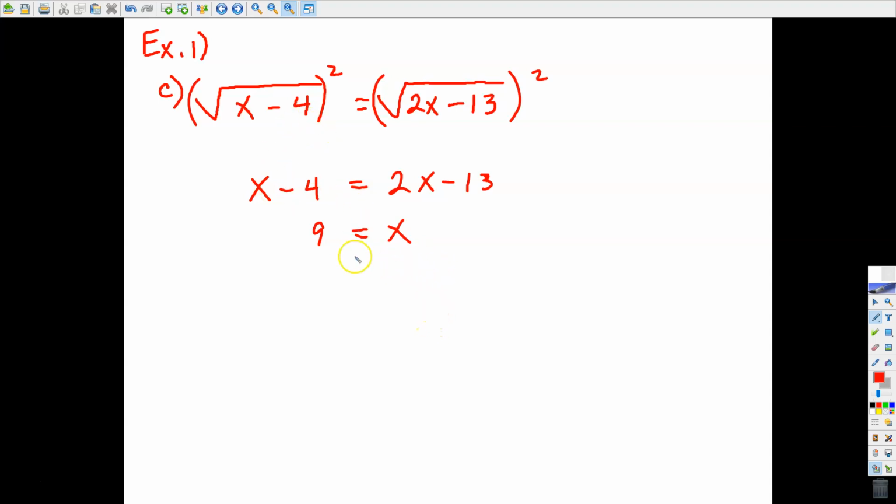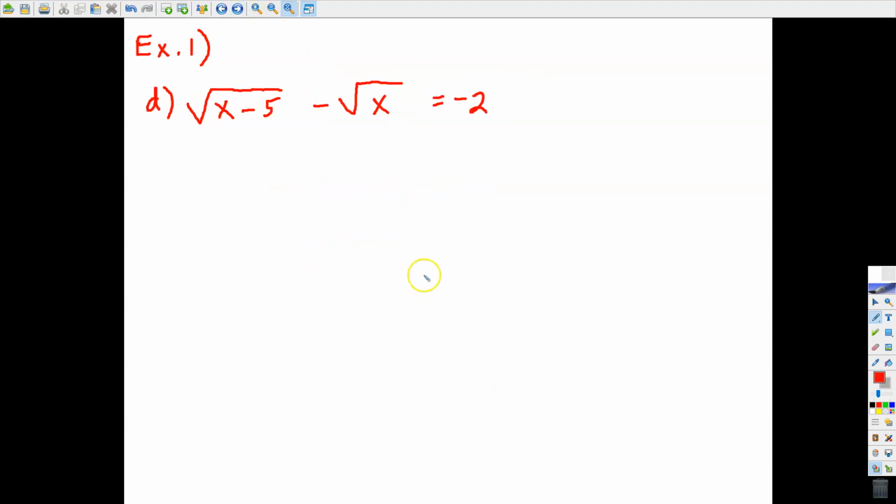All right, so let's see if that actually works. So here on the left side, I'm going to get the square root of 9 minus 4, and I want to know if that's also going to happen on the right side. So 18 minus 13 is 5, square root of 5, so yes, this is a good answer. My solution is x equals 9.